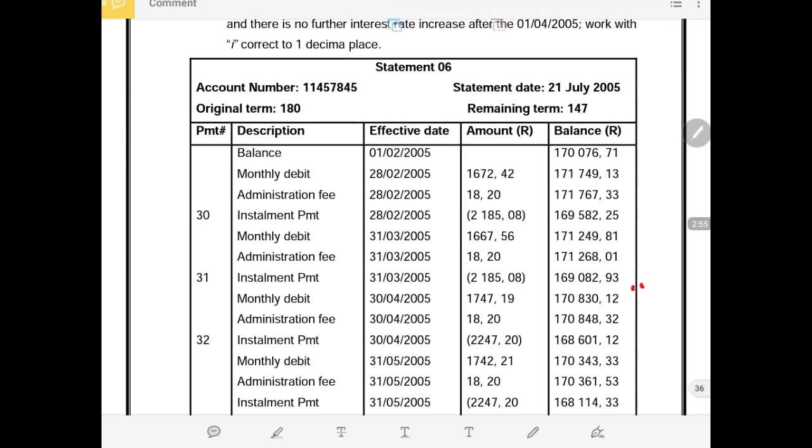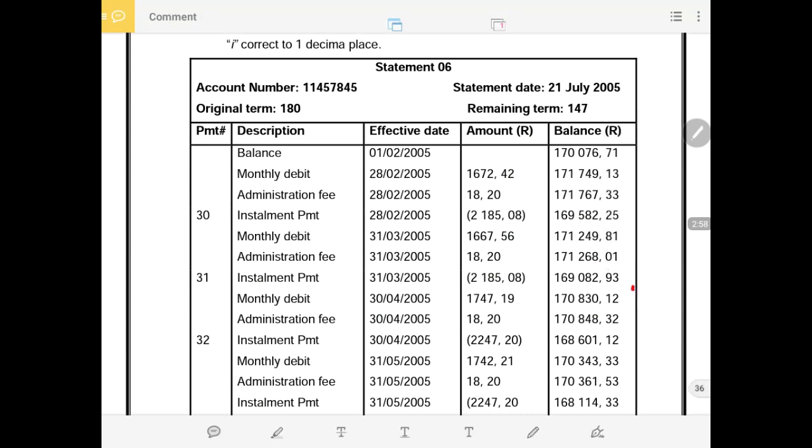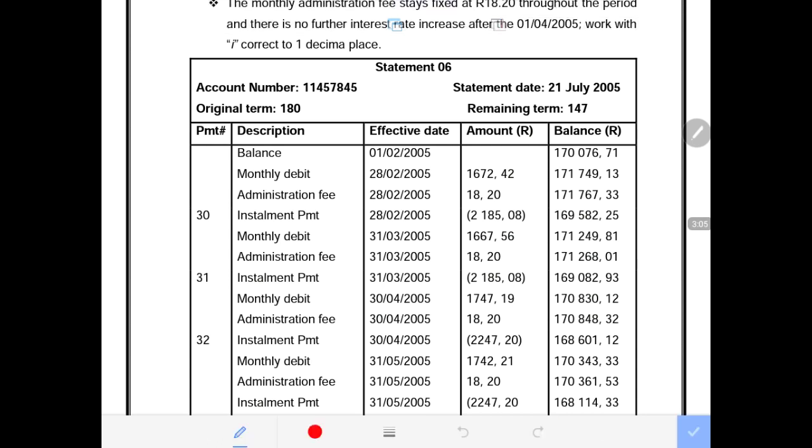And this is statement number 6. That means there were other statements available, statement 1, but now we are somewhere along the way. Then on statement number 6, we have the account number, statement date 21st of July 2005. Then original term, meaning the period of this loan or bond, is 180 months. Then the remaining term is 147.